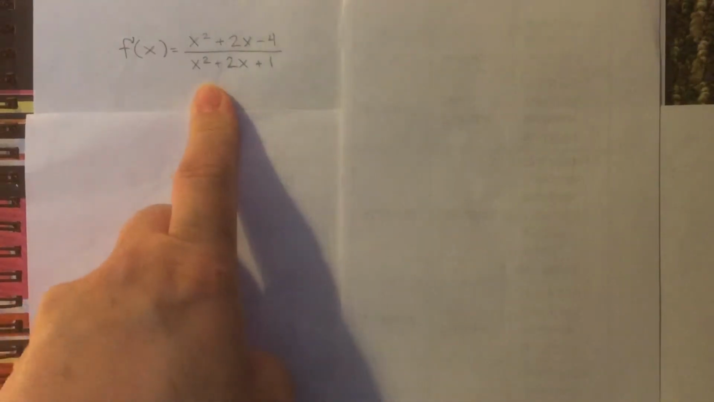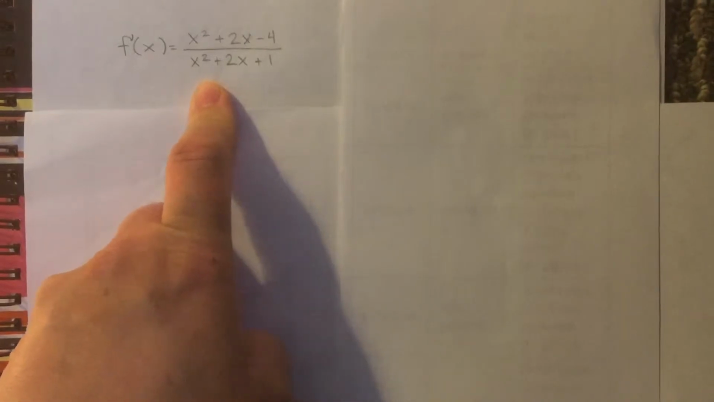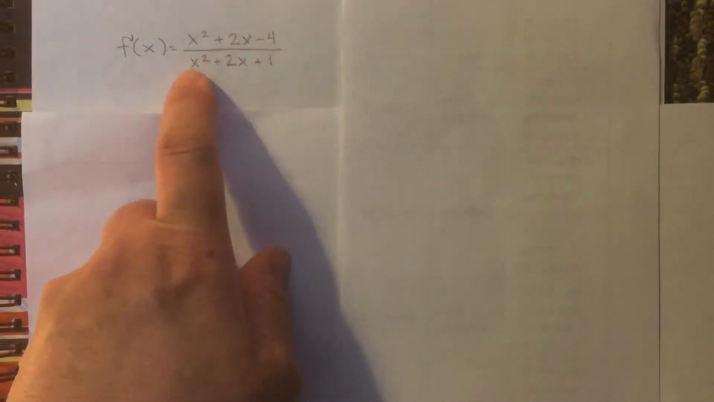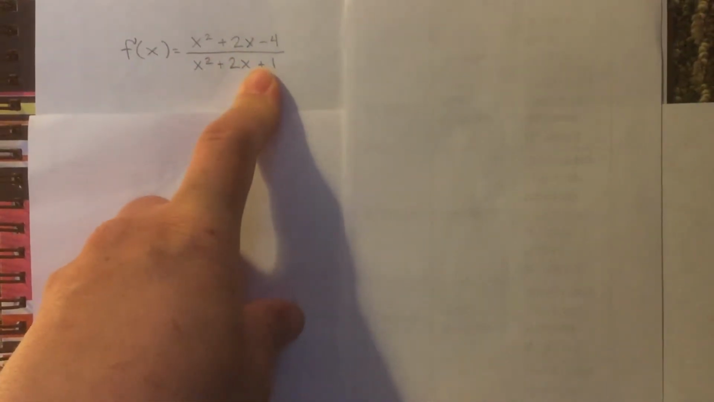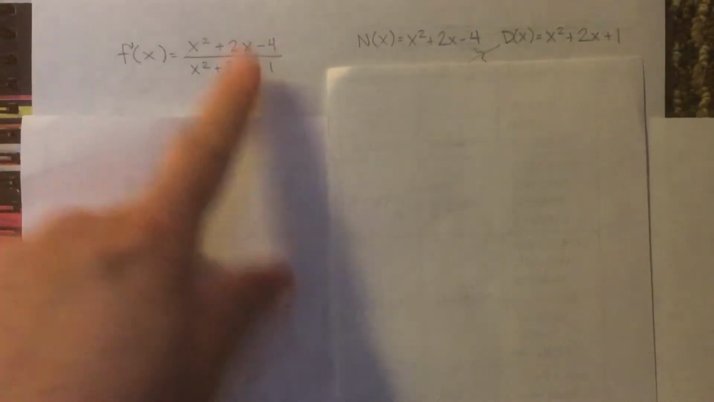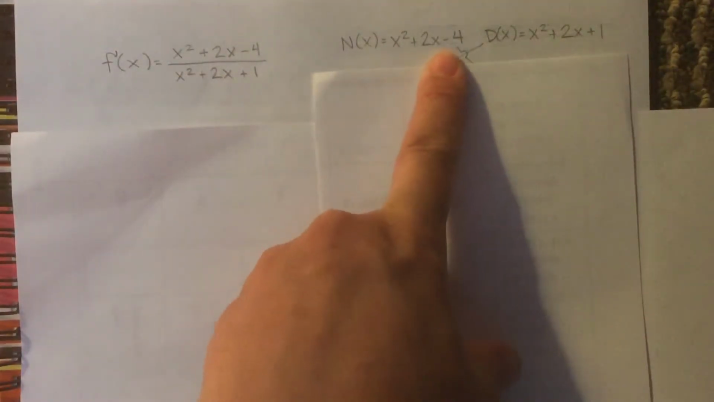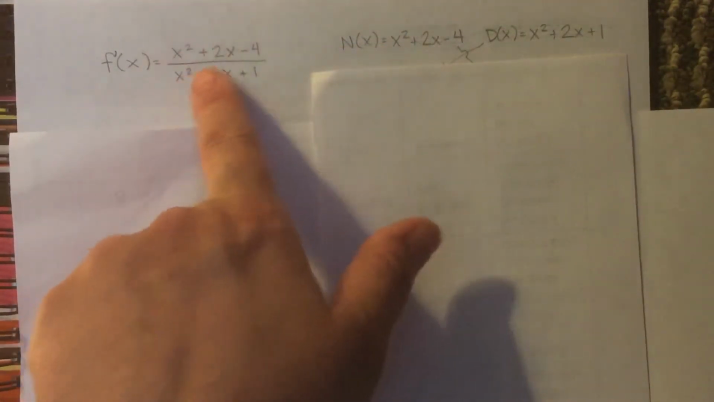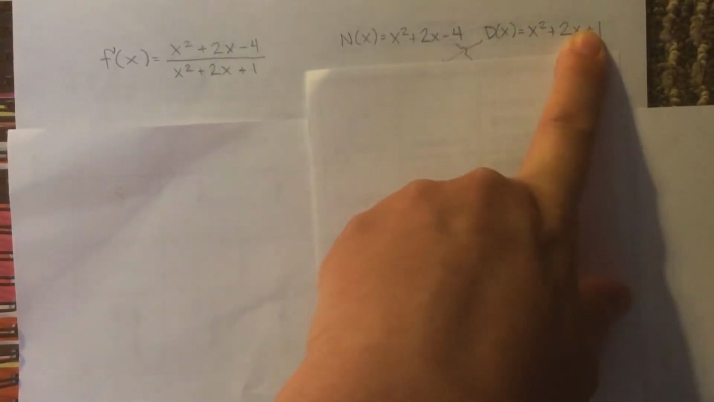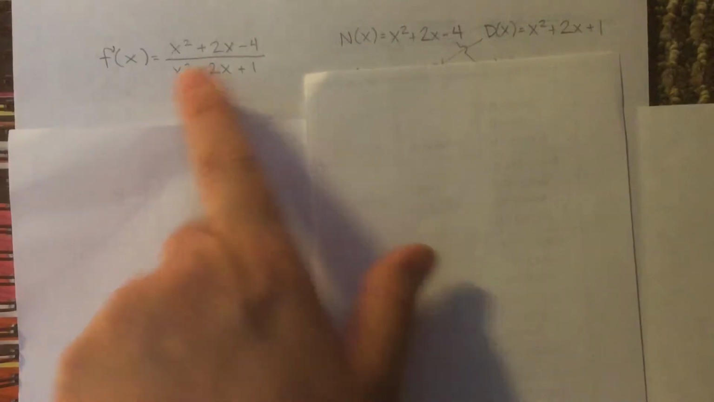We're asked to find the derivative of this function, which is already a derivative, but we did that in another problem, I believe. The first thing I do is identify the numerator and the denominator, and I make each one of those a function. So the numerator is x squared plus 2x minus 4, and the denominator function is x squared plus 2x plus 1.